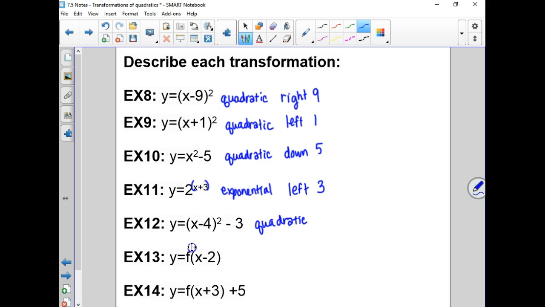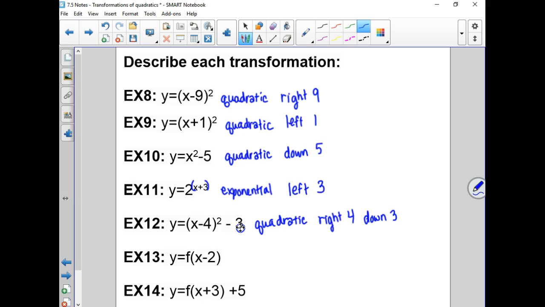The minus 4 on the inside of the parentheses is going to move that quadratic to the right 4, but the minus 3 on the outside of the parentheses moves the quadratic down 3. So we actually see two different transformations that occur here.